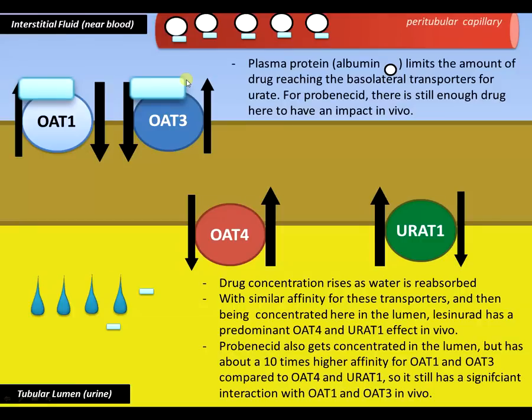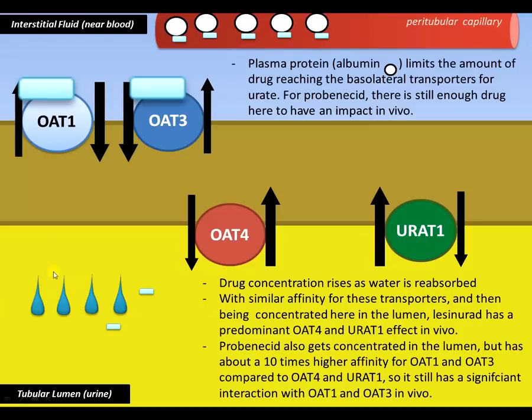However, again, Lesinurad is more protein bound than Probenecid, so less of it will get into this interstitial space and block these transporters. And again, Lesinurad's concentration in the blood is much lower because we give a lower dose, and we can give a lower dose because it has such high affinity for OAT4 and Urate1.